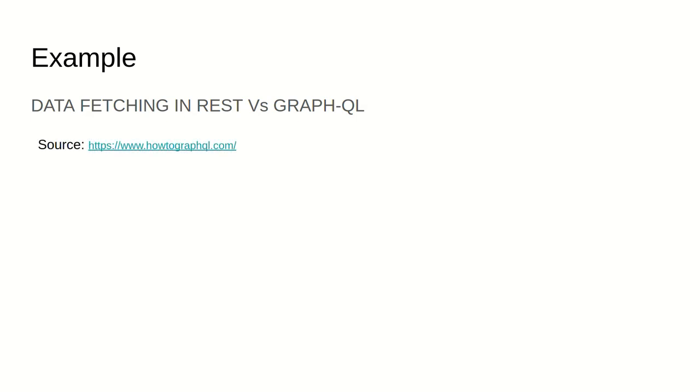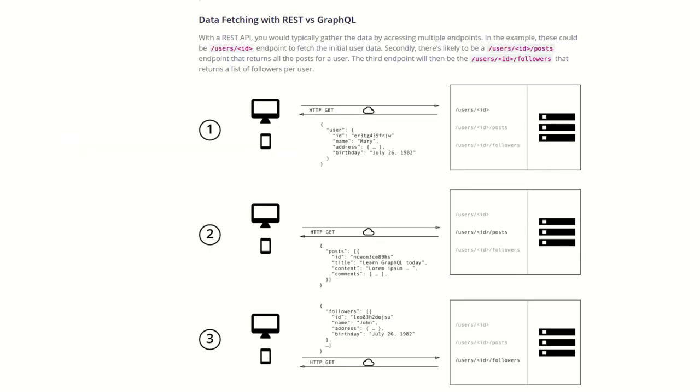In this example, we'll be considering a blog application wherein we have users who are posting content. We have the post itself that has a title and a body, as well as followers and comments and all these things. So, data fetching with REST and GraphQL.